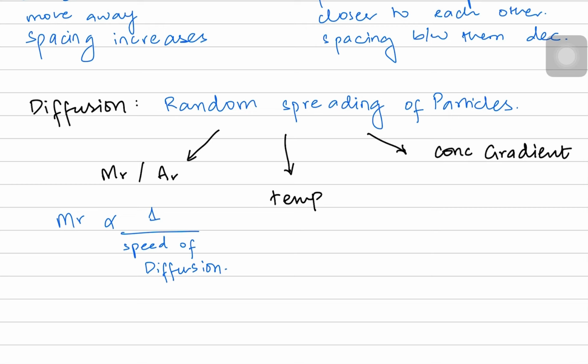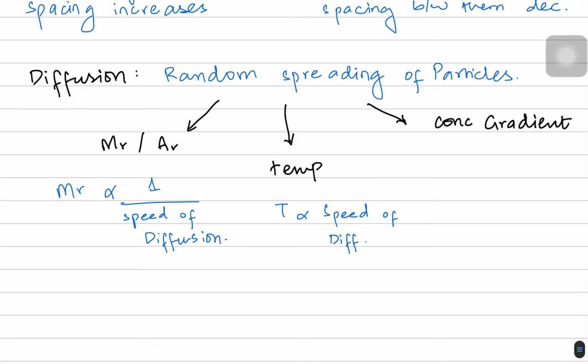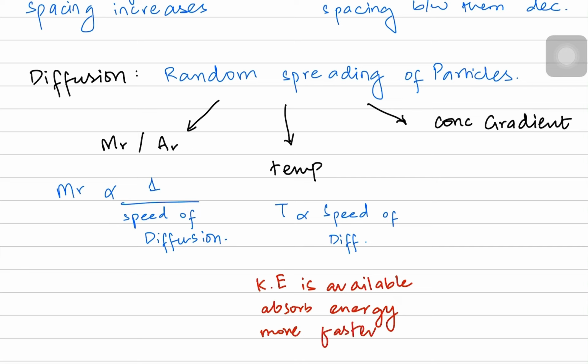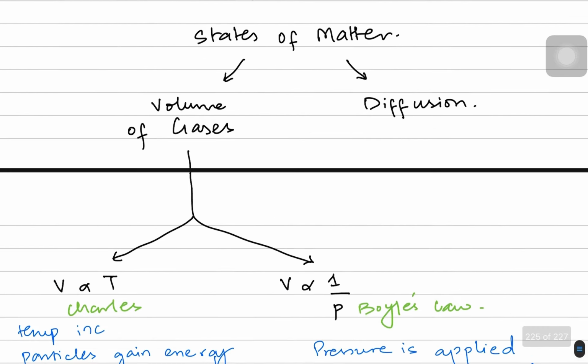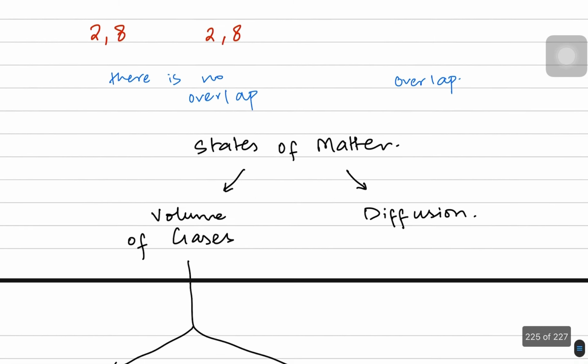When you talk about temperature, it is related to the speed of diffusion. The reason is more kinetic energy is available, so particles absorb the energy and move faster. We don't have to talk about the concentration gradient anymore here. So this is a quick revision of the volume of gases and the diffusion portion.